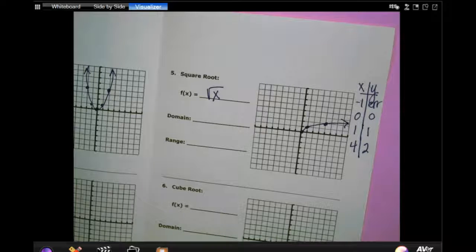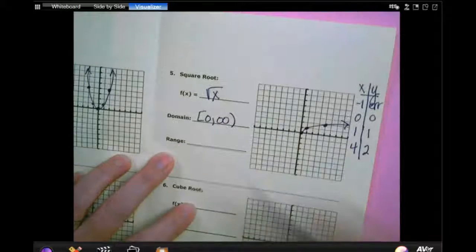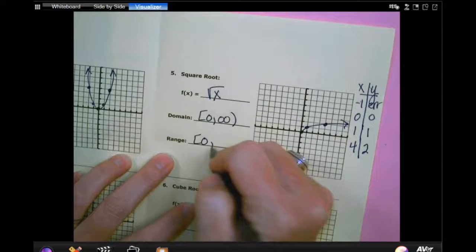So this is the quadratic, and it's laying down, but it's only the top part because we can't take the square root of a negative number. So it's a restricted domain. And so the domain is going to be 0 to infinity, and the range is 0 to infinity.